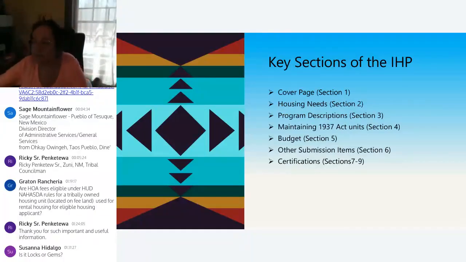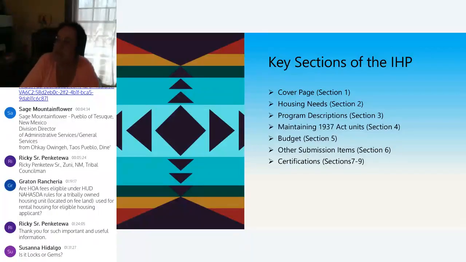a down payment assistance program? So your IHP is broken down into sections: your cover page, housing needs, program descriptions, maintaining your 1937 Housing Act units. Everything built before 1996 is a 1937 Housing Act unit. They came with a subsidy. They call it CAS, Current Assisted Stock.